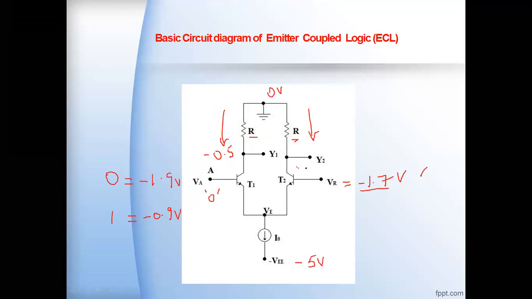How about the transistor Q2 here? Transistor Q2 has more current flowing, so it has a more voltage drop here. Let's say 0.9 volt.